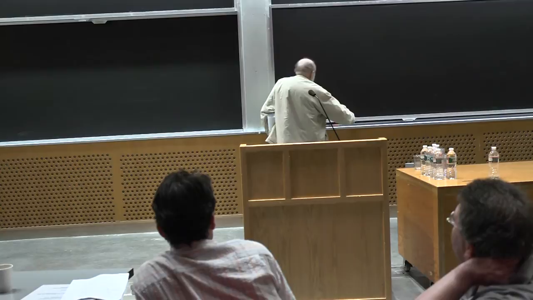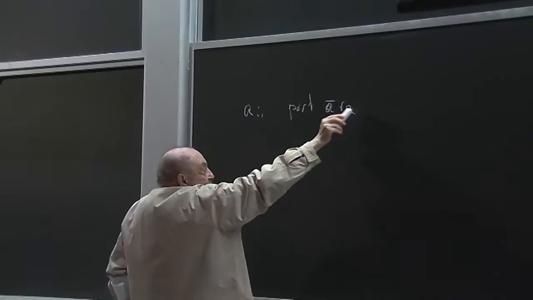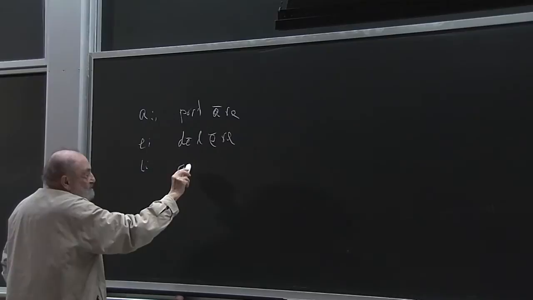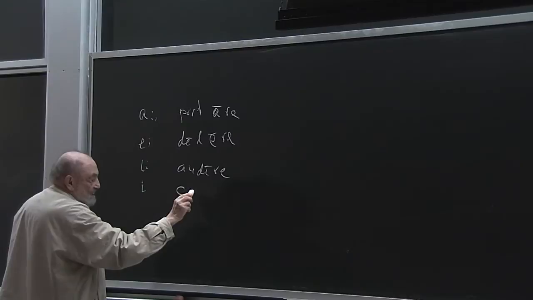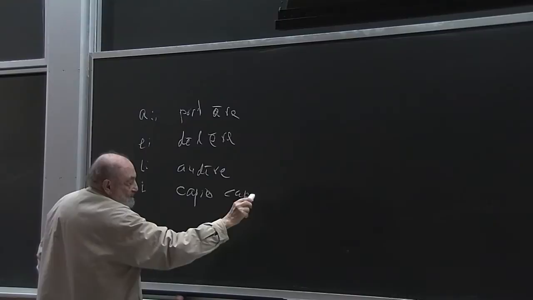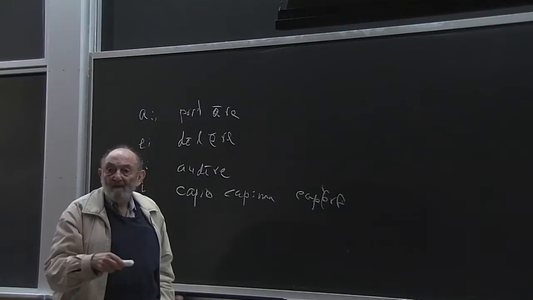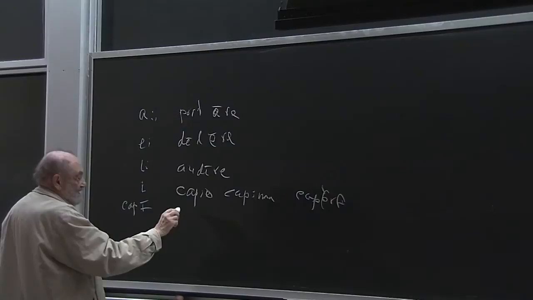So you have theme vowel A, as in portare, and you have theme vowel E, as in delere, and you have theme vowel I, as in audire. And you have theme vowel short E, as in capimus. And it's capere, because there's a special rule which takes short I to E. And there's short I, capi, in that.